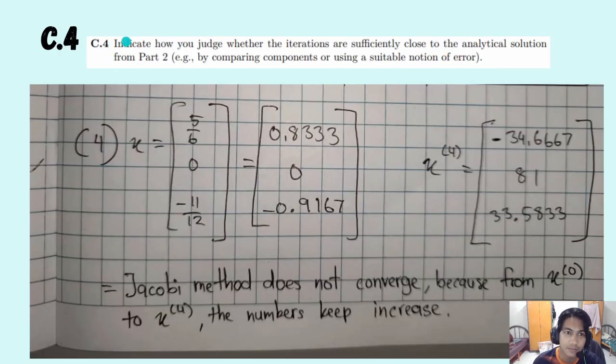So the last one says to indicate how you judge whether the iterations are sufficiently close to the analytic solution from part 2.